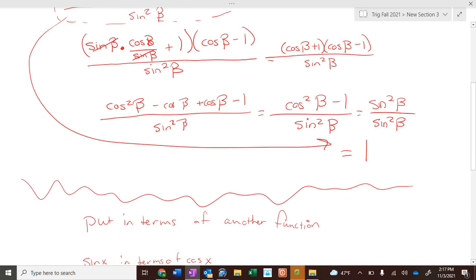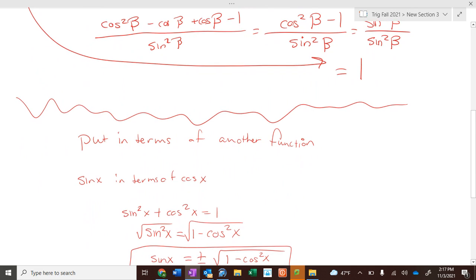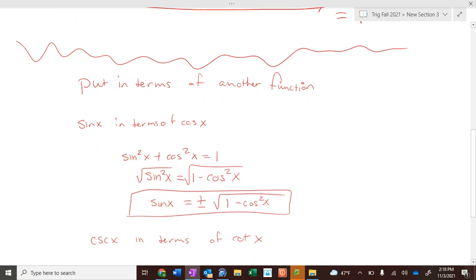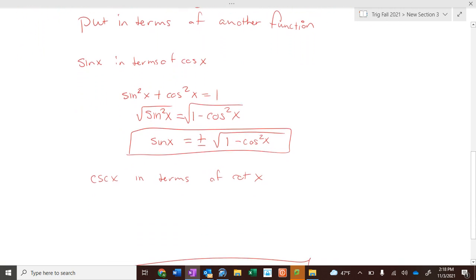The last couple will look like this. We're putting one function in terms of another function. Okay? So if I want sine x to be put in terms of cosine of x, I want to get sine of x alone on one side of the function. So to get sine alone on one side of the function, I write the Pythagorean identity at the start. Sine squared of x plus cosine squared of x equals 1. Then to get sine alone, I just subtract cosine squared and take the square root of each side.